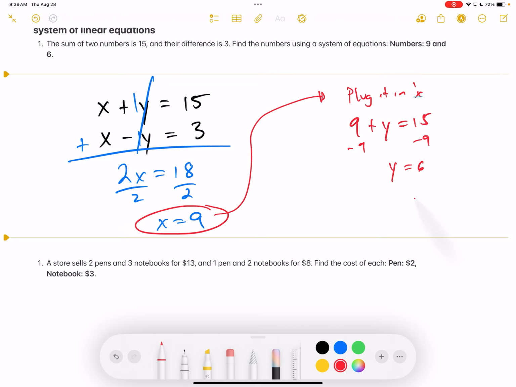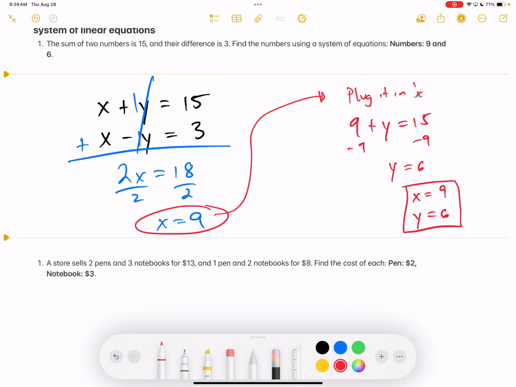So my first number is 9. My second number is 6. 9 plus 6 is 15. 9 minus 6 is 3. So on these problems, you do have to set up your own equation or two equations and then solve them.